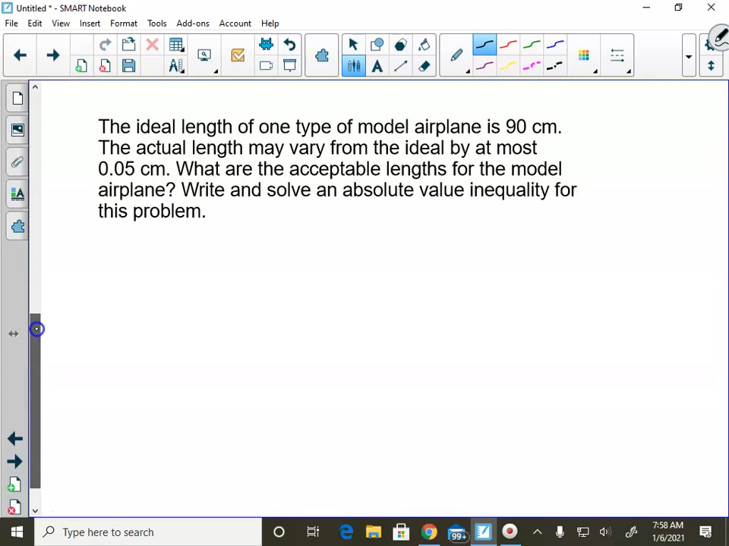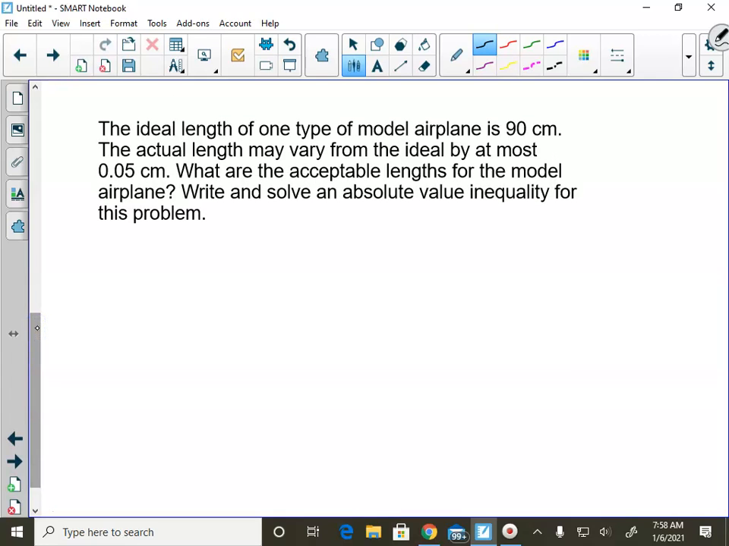Okay, so the ideal length of one type of model airplane is 90 centimeters. The actual length may vary from the ideal by at most 5/100ths of a centimeter. So what are the acceptable lengths for the model of the airplane? We want to write and solve an absolute value inequality for this problem.